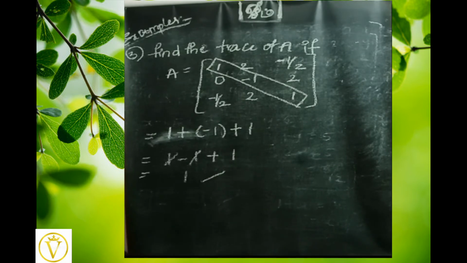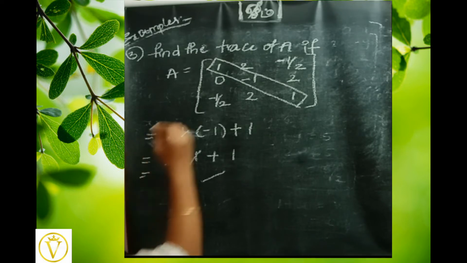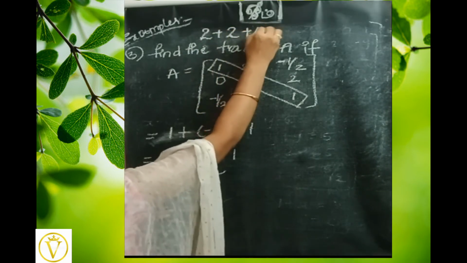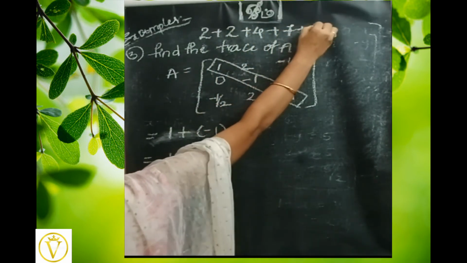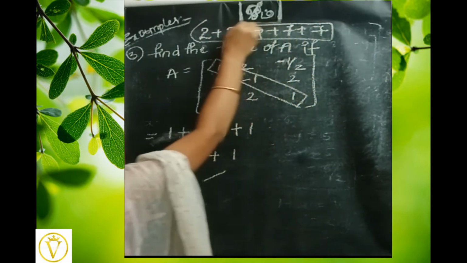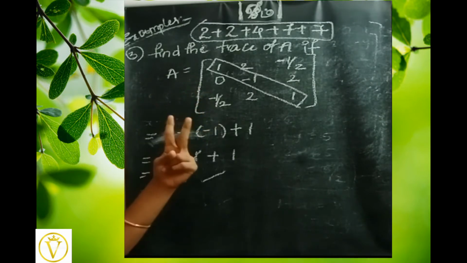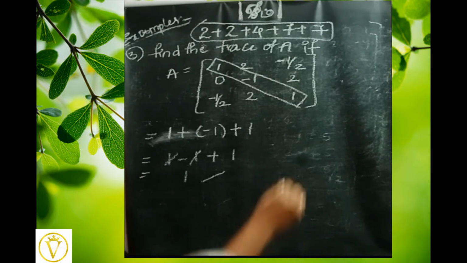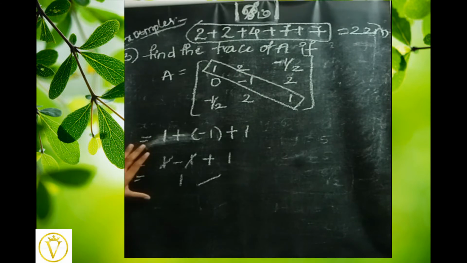Many times they have asked this for 2 marks. I have not discussed the weightage with you, right? For this chapter, matrices, the weightage is 2 plus 2 plus 4 plus 7 plus 7. So 7 marks is 2, 4 marks is 1 and 2 marks is 2. So this chapter is very important, so we concentrate on this. Very simple if you understand this chapter. Okay, next we will go further.